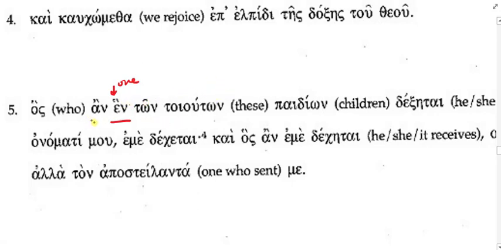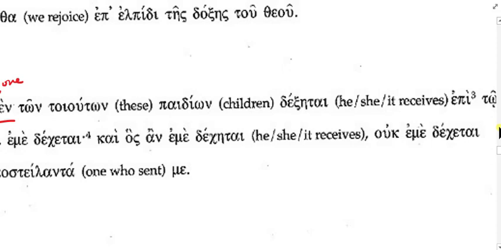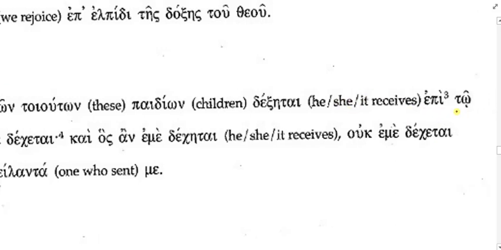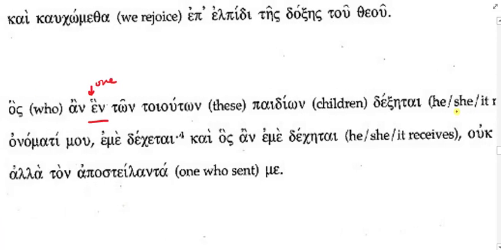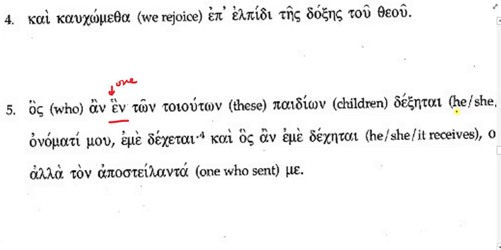So one, whoever, one, ton toiouton paidion. So put all that together. One, what? Of these children. So whoever, one of these children, dexetai, receives. So whoever receives one of these children. Okay? He's given you almost everything in that first line. Epi to onomati mou. In my name. Good.